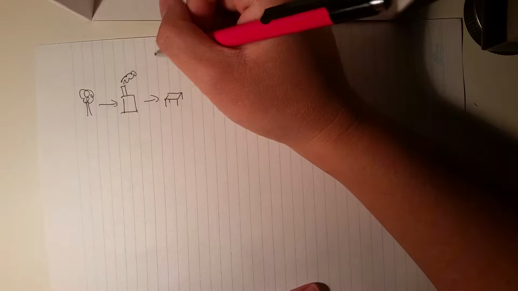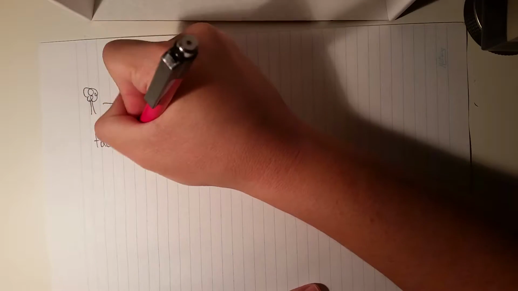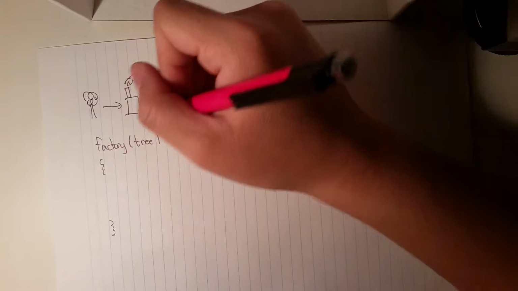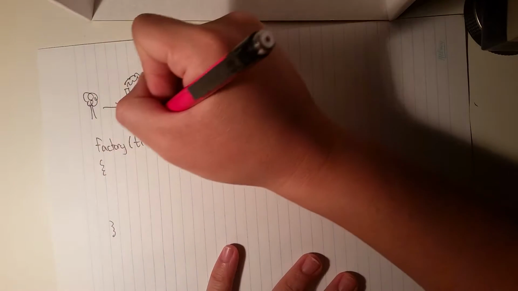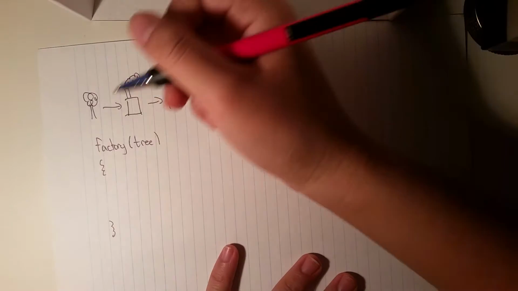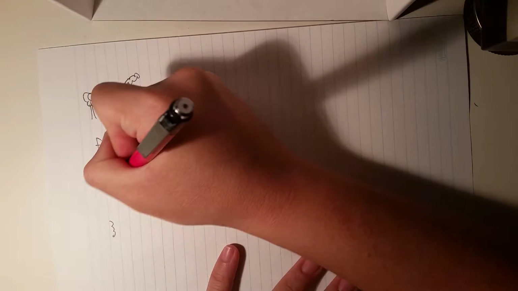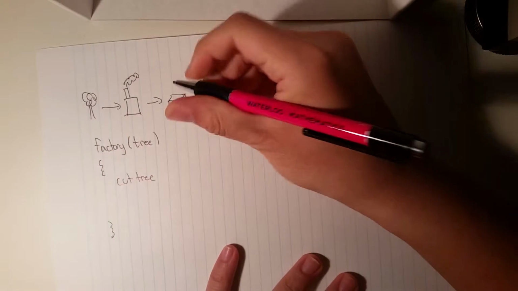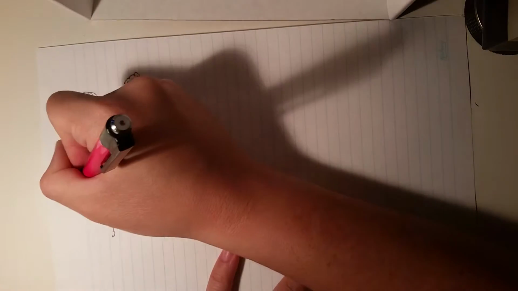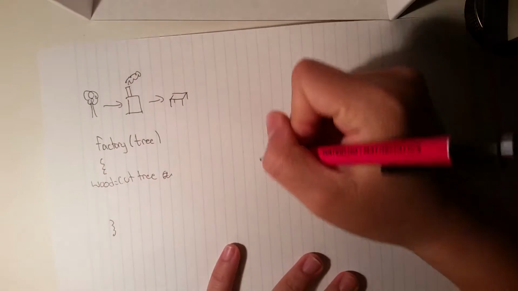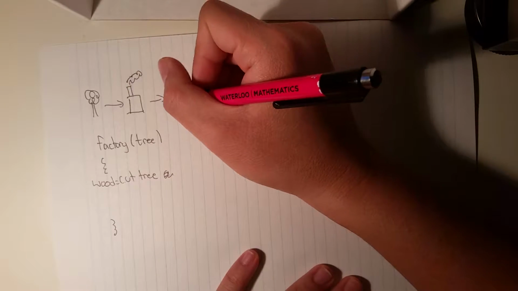So if we were to write in pseudocode how this function works, we could write the name of the function, so that would be factory, and it would take something like a tree inside brackets. So inside the brackets will be everything the function does. So if the factory takes a tree, we can have a process where, let's say, we cut the tree. So we're cutting the tree, and then we will get wood from cutting the tree, and with this wood we could, let's say, assemble it to build a table.